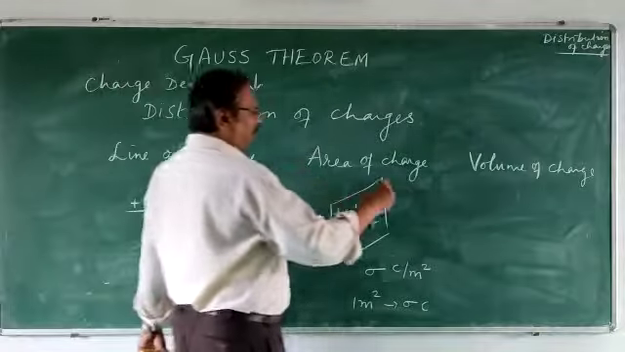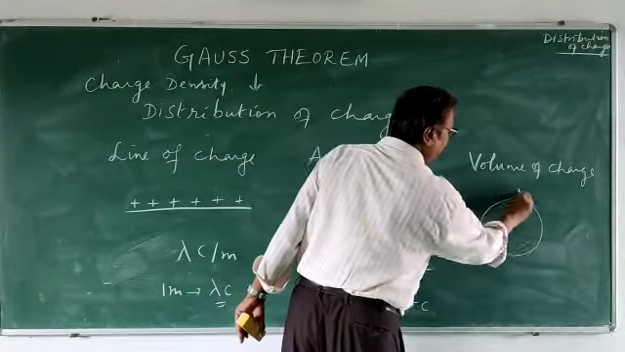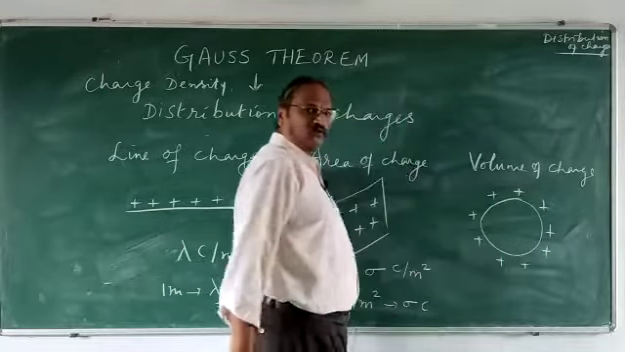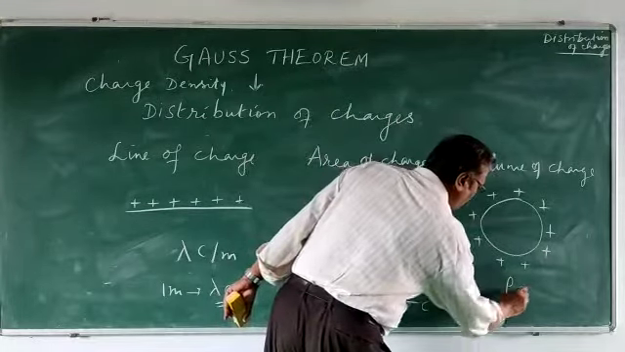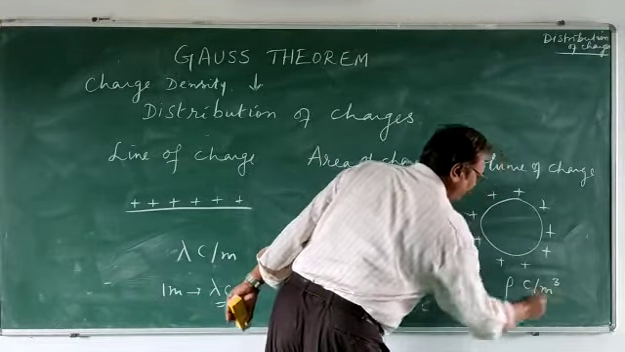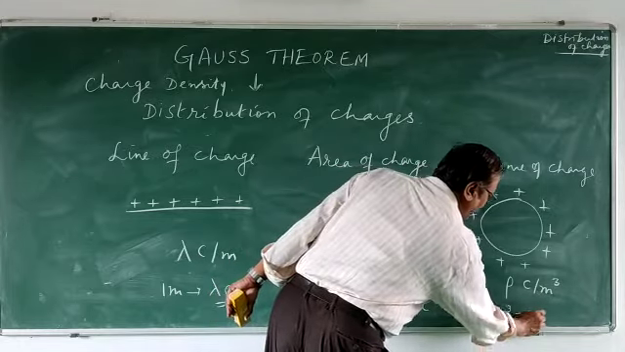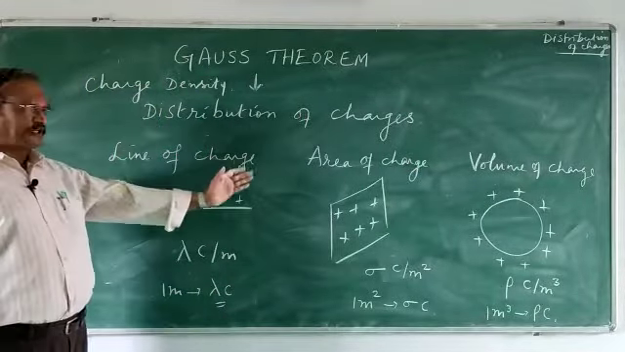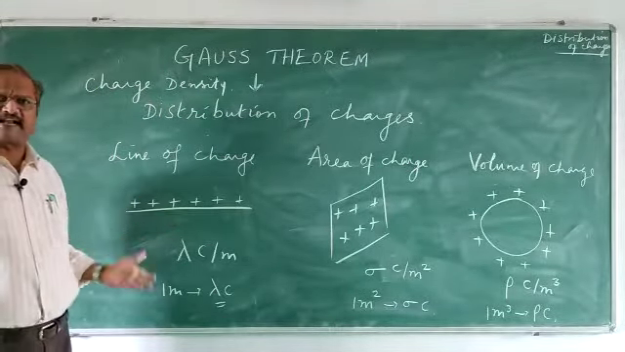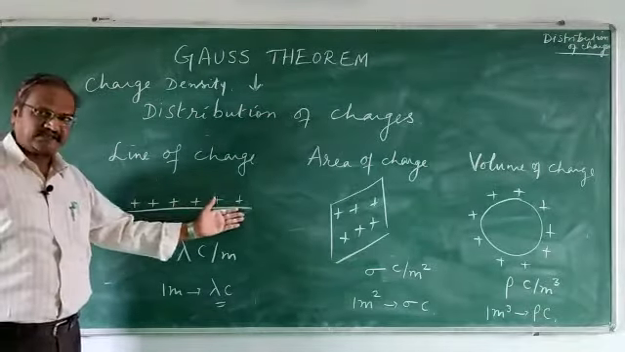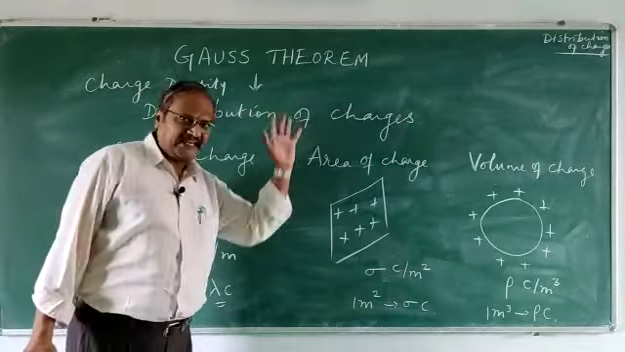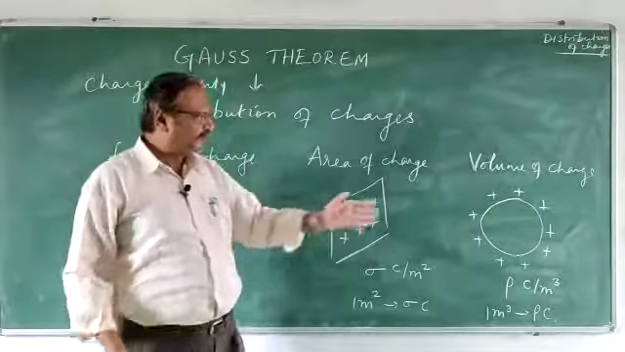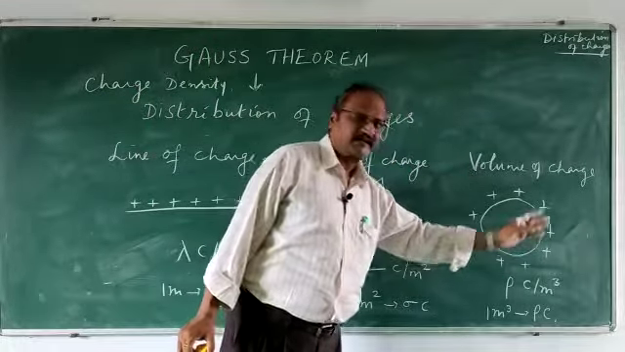And volume is nothing but a sphere or shell. You think on that, it can be a solid sphere or it can be a hollow sphere, and you place the charges over that. And here we take rho Coulomb per meter cube. That means in 1 meter cube, the charge density is rho Coulomb. So there are 3 ways of charge distribution. You can distribute a charge, it's all static electricity, right, on a line, so lambda Coulomb per meter, or on an area, then it is sigma Coulomb per meter square, or a volume, that is rho Coulomb per meter cube.